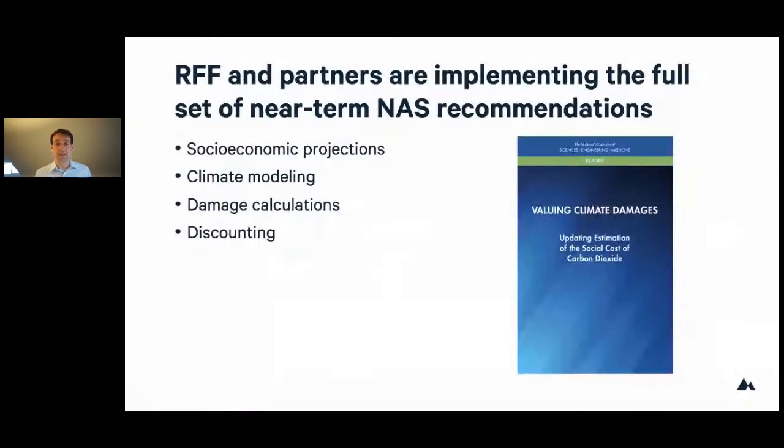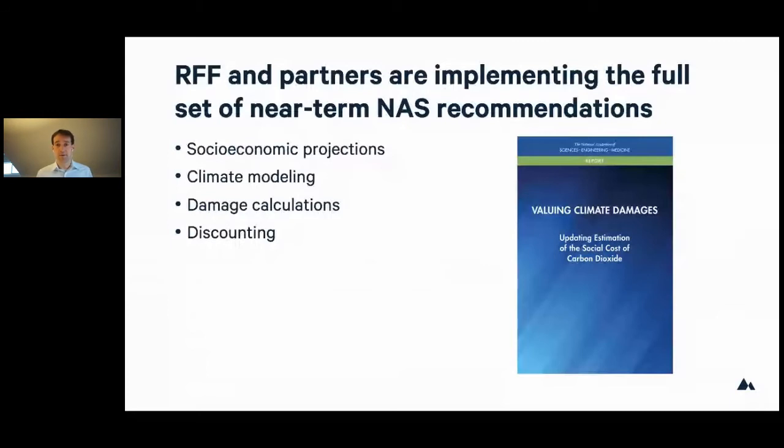So we are implementing this full set of near-term National Academy of Sciences recommendations that were laid out in this volume, Valuing Climate Damages, and these range from improving the socioeconomic projections, the climate modeling, the damage calculations, the discounting. All of these work streams have been moving in parallel and are going to come together in late spring and early summer of next year. I don't have time to talk about all of them today, but we'd love to continue to engage with any of you offline about any of the other pieces of this project. So today I'm just going to give you a bit of a taste of what we're doing to improve the socioeconomic projections.